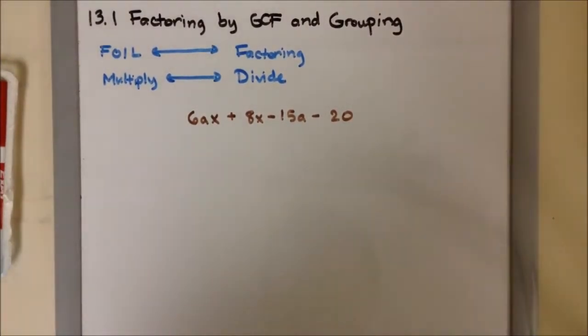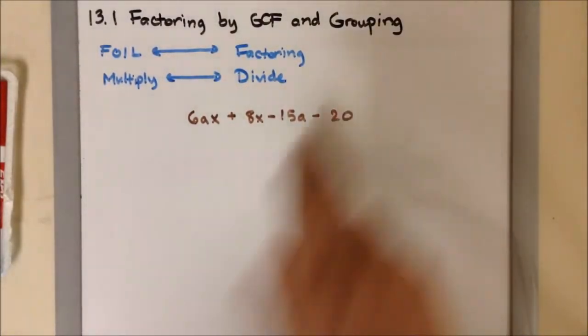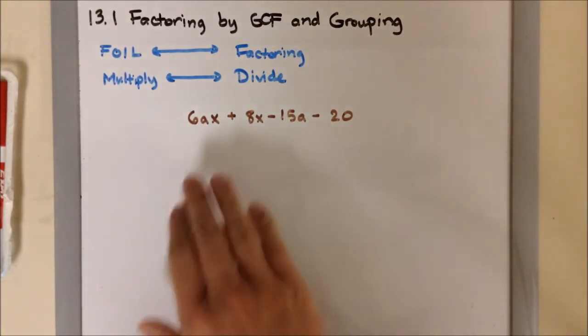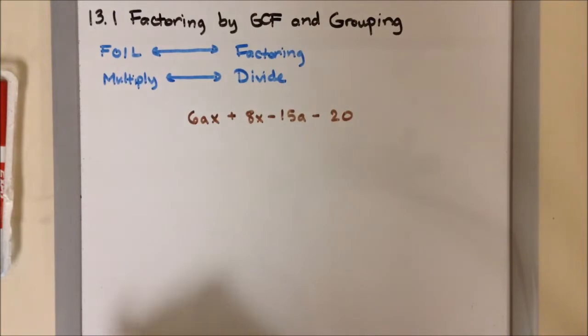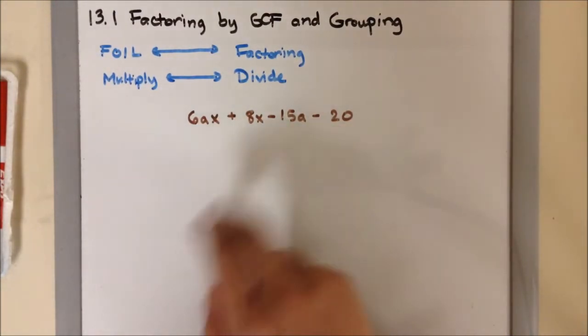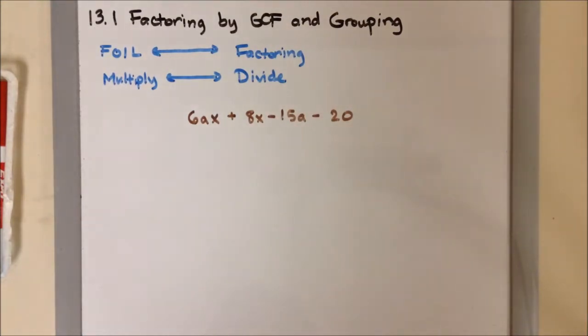In this next part, we're going to talk about factoring by grouping. Grouping usually works when you have an even amount of terms. So let's take a look at this example. 1, 2, 3, 4. We have 4 terms. So you could do grouping.